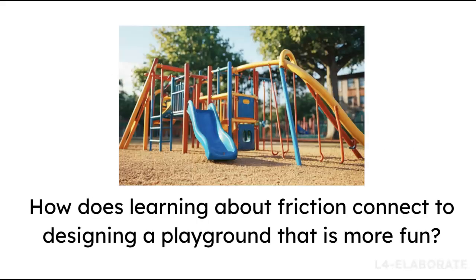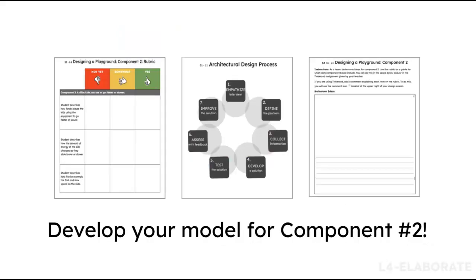For the Elaborate portion, you'll complete the summary chart discussion by asking how learning about friction connects to designing a fun playground. You'll also divide students into the architectural design teams and revisit the architectural design process student journal page. You'll share that they will develop the model for component number 2 in the Designing a Playground Component 2 student journal page. Students will reference the Designing a Playground Component 2 rubric for what to include in their design. If you're using physical materials, have them ready for this section.